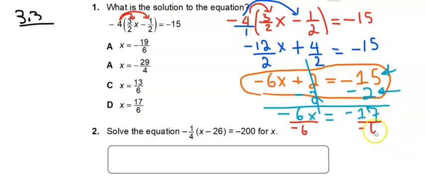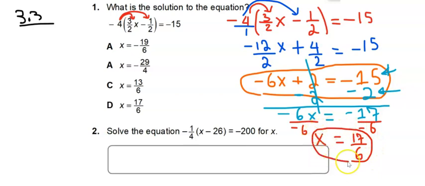Divided by -6. The whole point of doing this is so I can get what by itself? x alone. So x is now all by itself. What's a negative divided by a negative? Positive. And 17 divided by 6 won't give you a whole number. So I can leave it like that, or you can rewrite it as a mixed fraction. But let's look at the answers first.